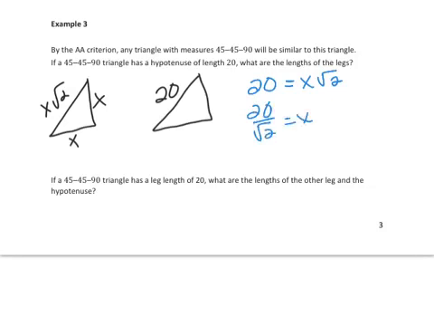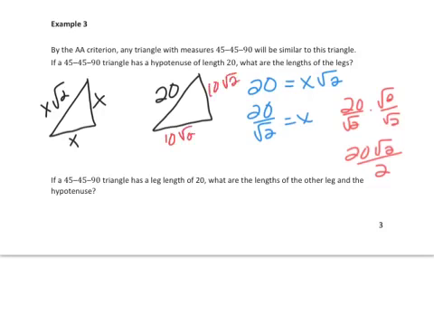We don't like to leave it like that, though. We want to rationalize. So if I take the 20 over radical 2 and I multiply by radical 2 over radical 2, I'm going to get 20 radical 2 over 2. Simplify that down because the 2 divides into the 20, and my two side lengths are 10 radical 2, 10 radical 2. So that takes a little bit of work to go from the hypotenuse to the side lengths.